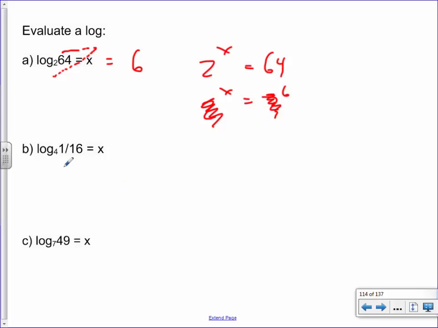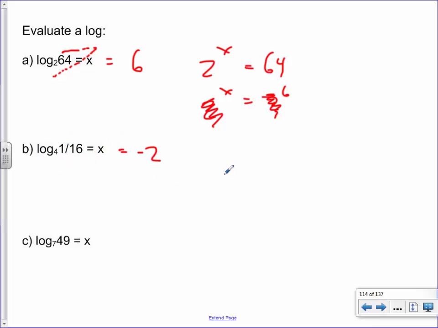So let's try this next one again. If you have a calculator, type in log base 4 of 1 over 16. You should be able to tell me what it is as a number just purely using your calculator. -2? Yeah. Okay. Again, for functional purposes, if you can type it in your calculator, you're probably good.